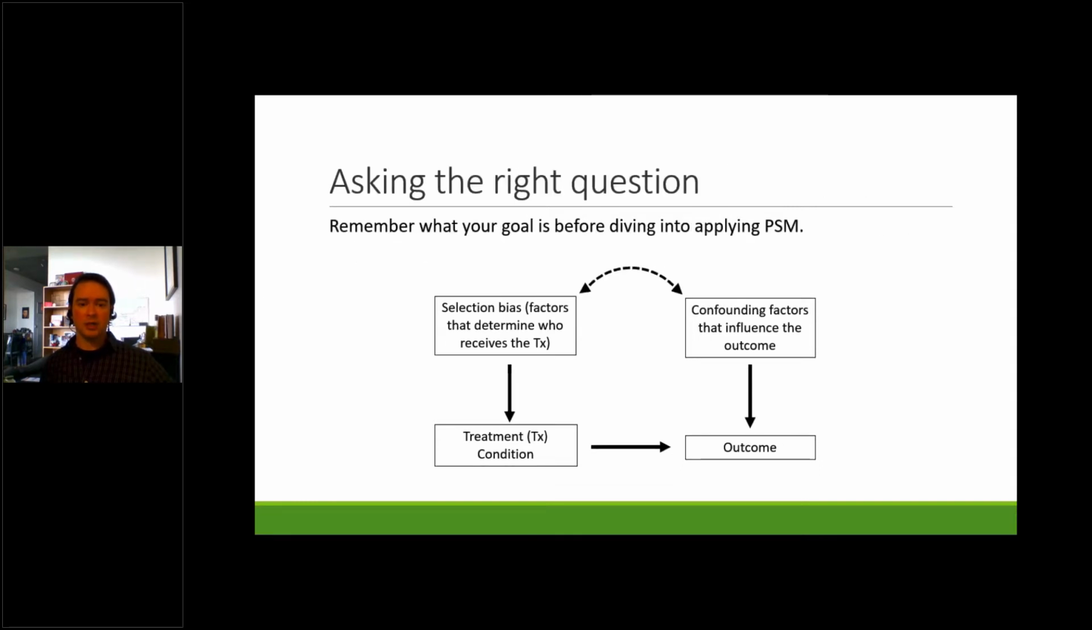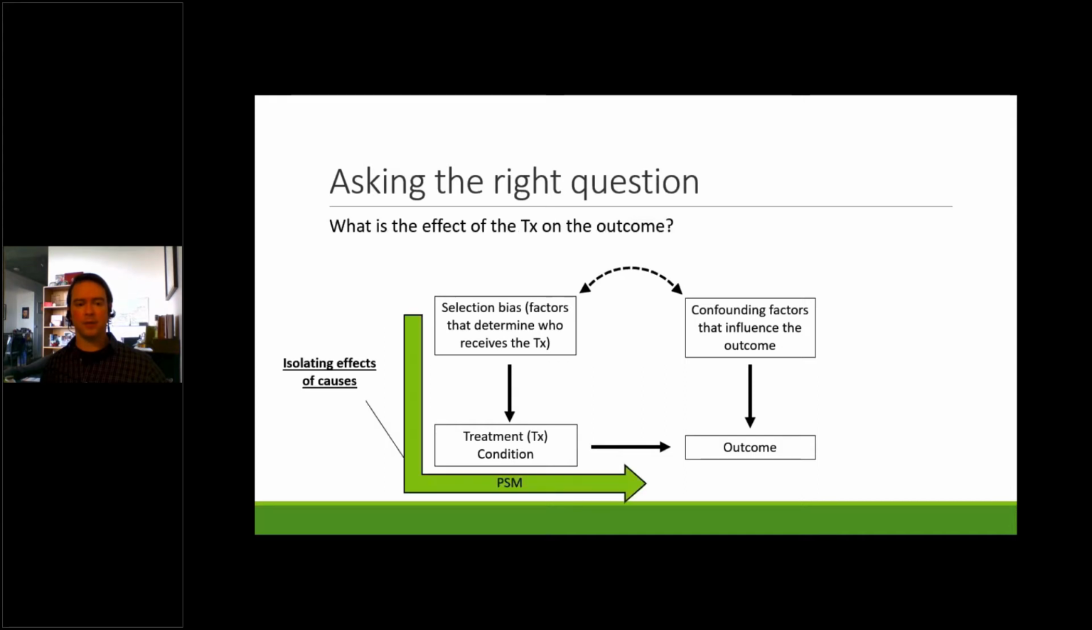Another point to touch on before addressing PSM specifics is ensuring that you are asking a question that is answerable using PSM. If you're trying to isolate the effect of a specific intervention or trait, PSM might be appropriate for you. In this sense, your specific question is, what is the effect of the treatment on the outcome, or does this treatment work the way it should?